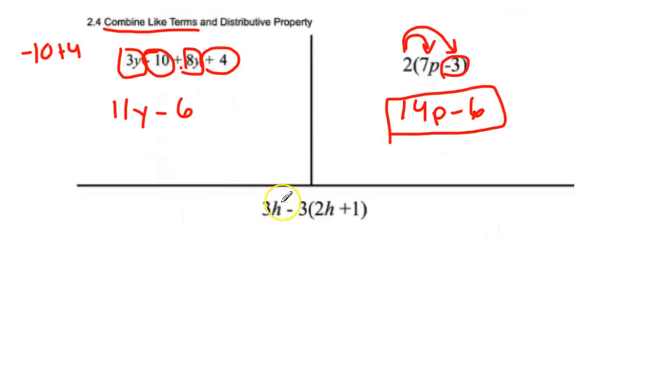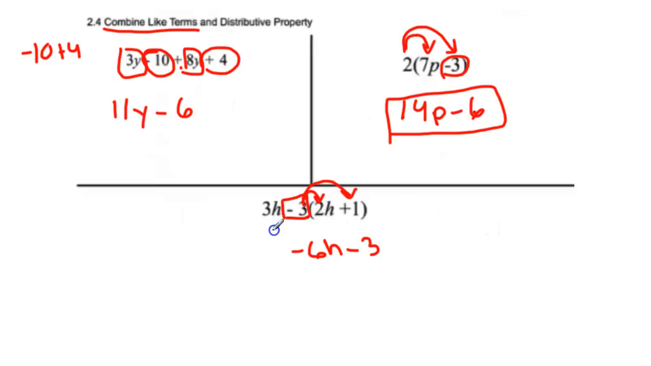This one over here, right, we have this 3h over here, and then we have 3 times the parentheses 2h plus 1. So I want to distribute this first. 3 times 2h and 3 times 1. And this is actually a -3. So you need to be careful when you multiply. So -3 times 2h, well, that's going to be a negative number. 3 times 2 is 6, and then I keep the h. -3 times 1, that's also negative, and 3 times 1 is 3.